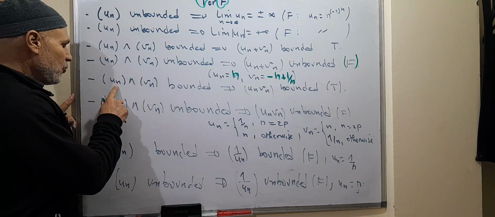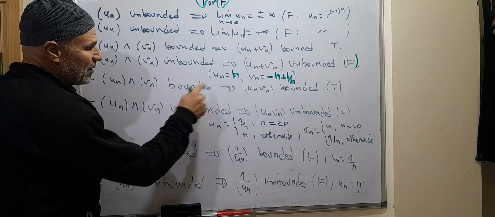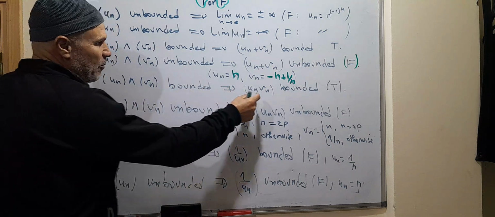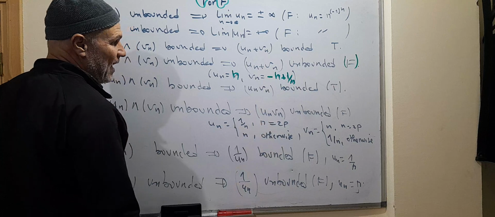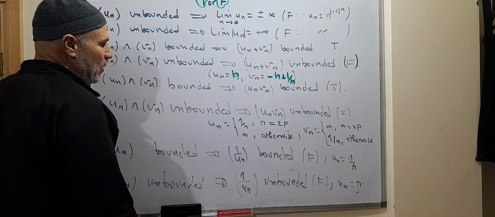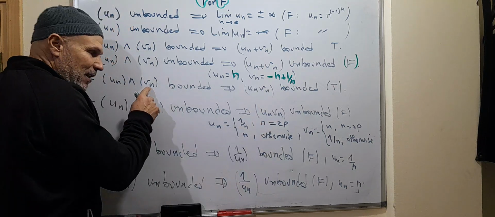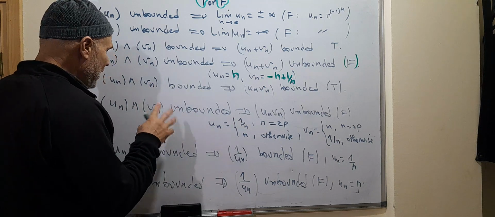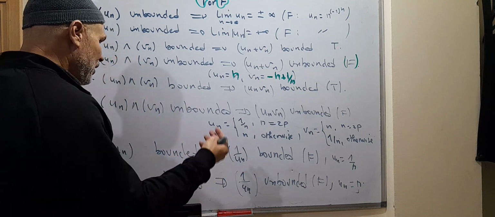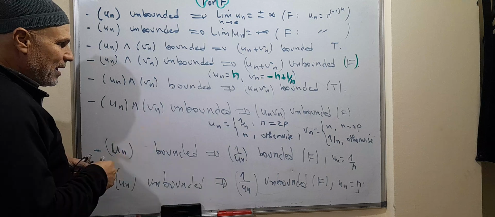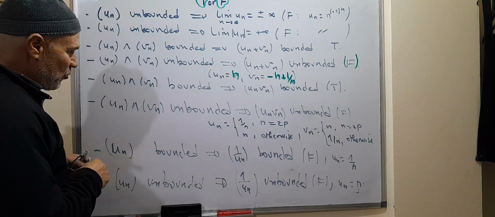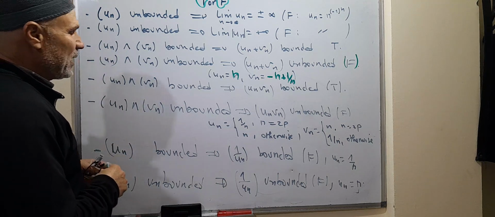If we have un and vn which are bounded, is the product of un with vn bounded? This is true. Why? Because un and vn are bounded by some bounds. If we multiply them, we will get for sure bounds for the product.